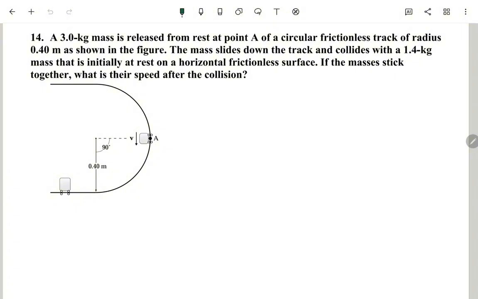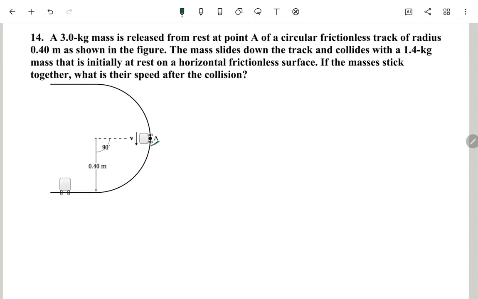A 3 kilogram mass is released from rest at point A, right here, of a circular frictionless track of radius 0.4 meter. As shown in the figure, the mass slides down the track and collides with a 1.4 kilogram mass that is initially at rest on a horizontal frictionless surface. If the masses stick together, what is their speed after the collision?